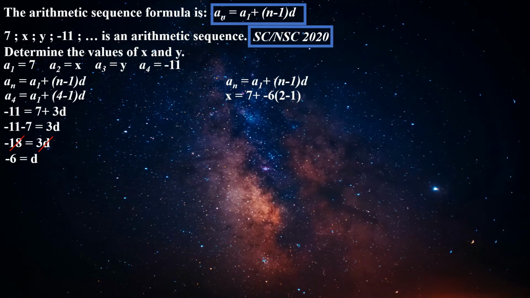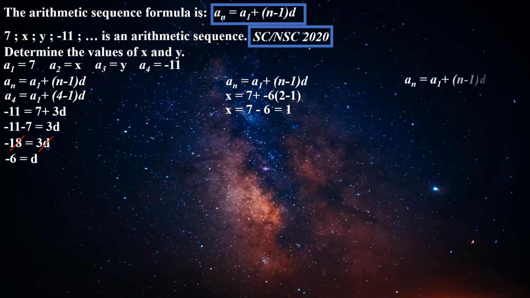And we're going to have 7 minus 6. What's 2 minus 1? 1. If I apply 1 times 6, I'm going to have negative 6. And don't be confused about the signs, right? A negative and a positive will give you a negative. So our x will be equal to 1.